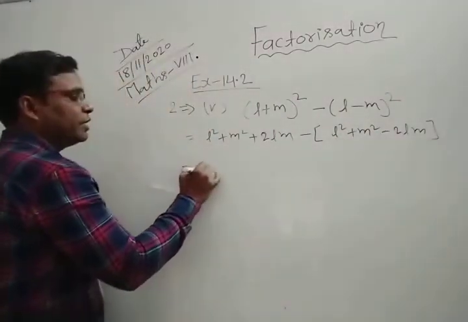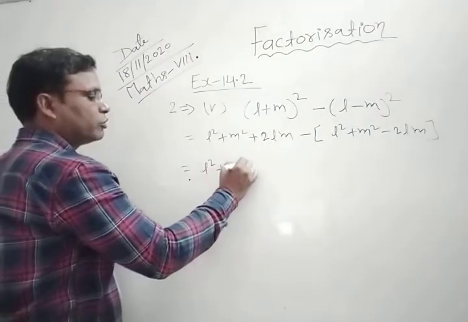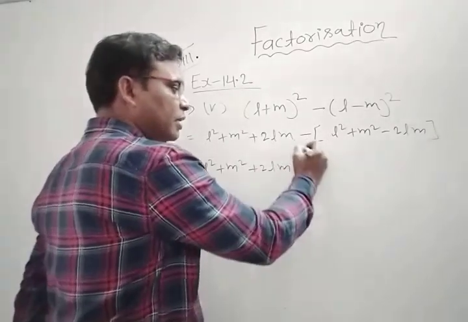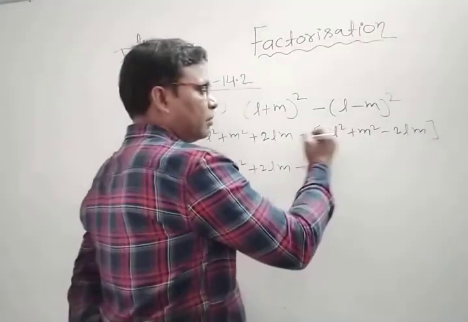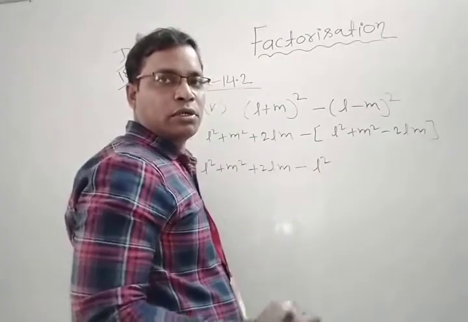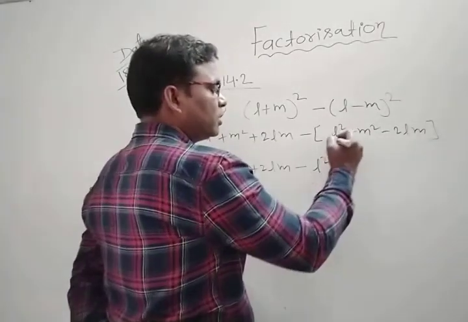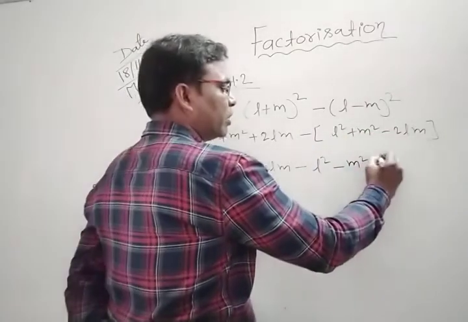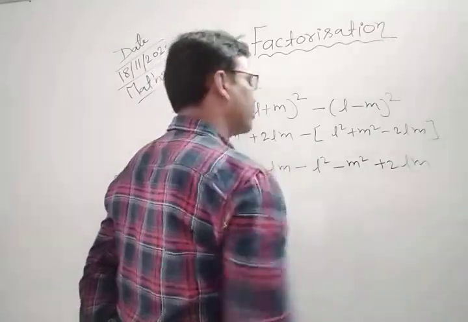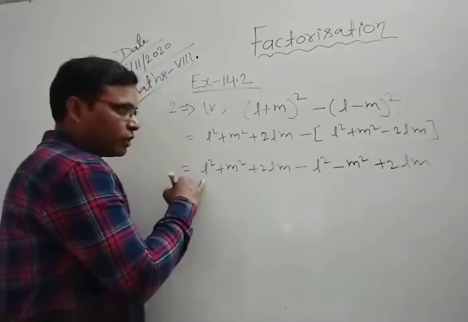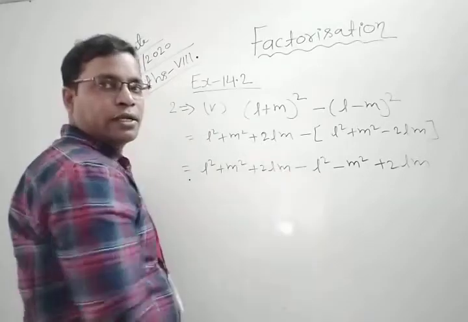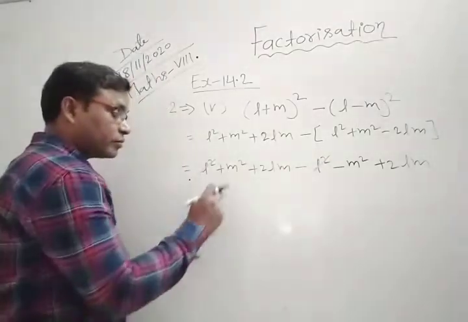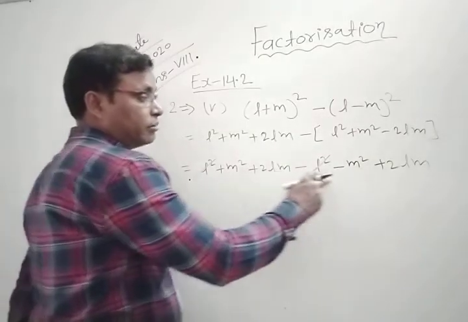So we write L square plus M square plus 2LM minus, and we open this bracket. It becomes minus L square, again minus into minus becomes plus, minus into plus becomes minus M square, again minus into minus becomes plus 2LM. Okay, so here you can see this L square is positive and this L square is negative, so this is cancelled.